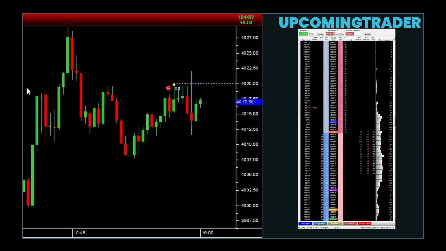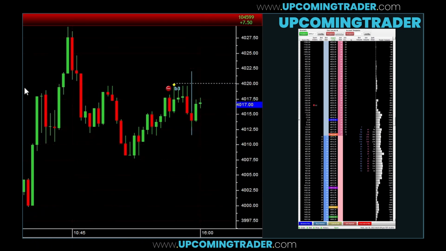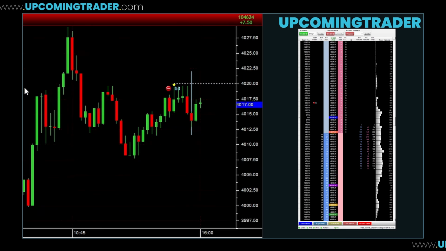Now, let us look at some key features of TPO charts. The point of control is the price level where the most time was spent during the session. In RTrader Pro, it is marked by a horizontal line. This shows where the market thinks the fair value is. The point of control can serve as an important reference for support and resistance, and it often indicates where market participants are willing to transact the most.